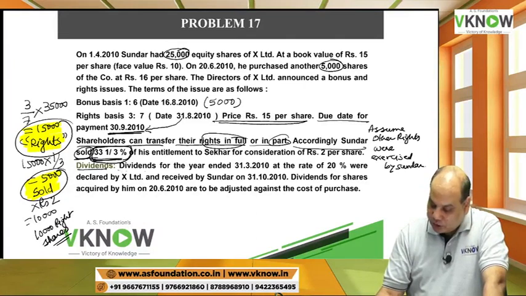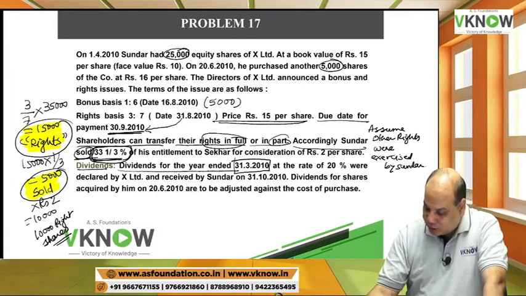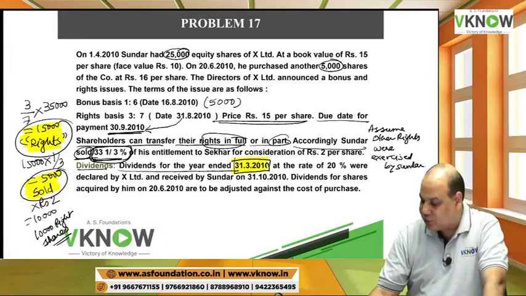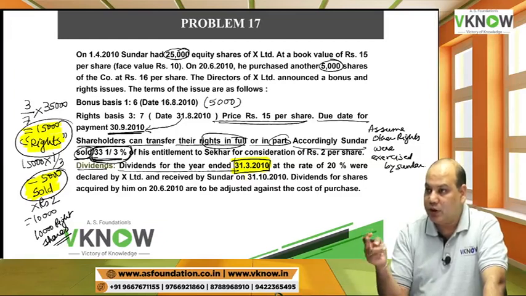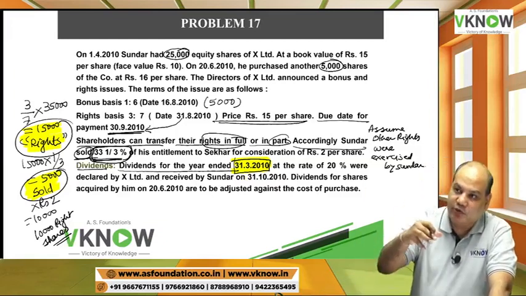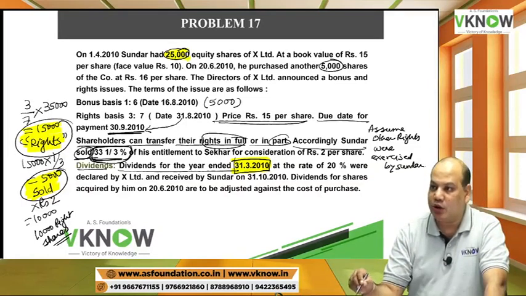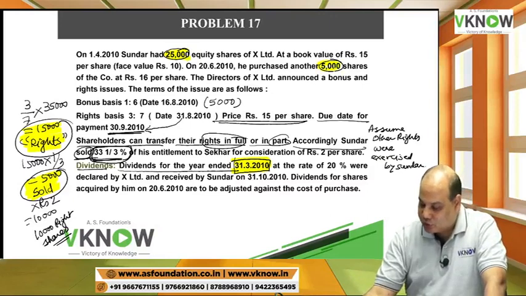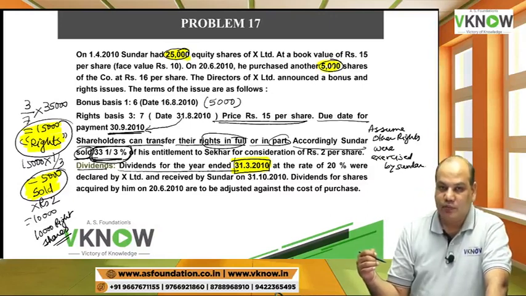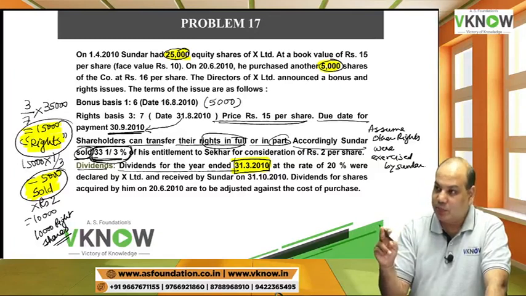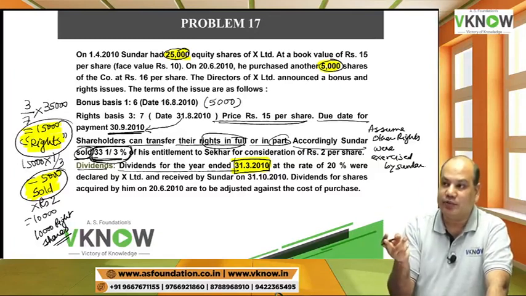Dividend. Dividend for the year ended 31st March 10. We are in which year? 10-11. Dividend relates to which year? Previous year. The previous year 25,000 shares you were already holding. 5,000 shares you purchased in this year, which were not held by Sundar on 31st March, but are held by Sundar on the record date.